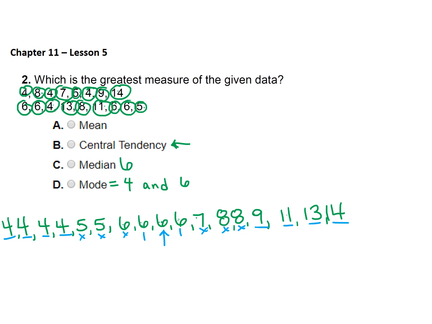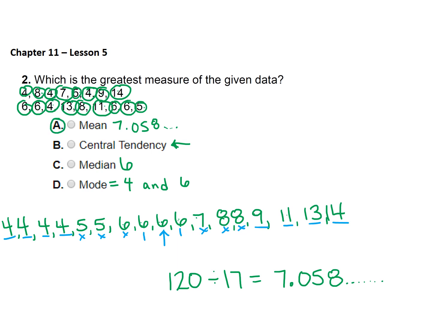Now we're going to find the mean. So I have to add up all the data. When we add all of these up, we get 120 divided by 17, which equals 7.058, and the numbers keep going. So the answer is A. The mean is the greater measure.